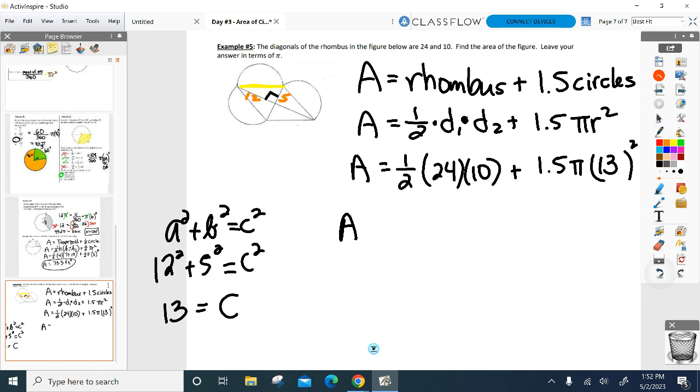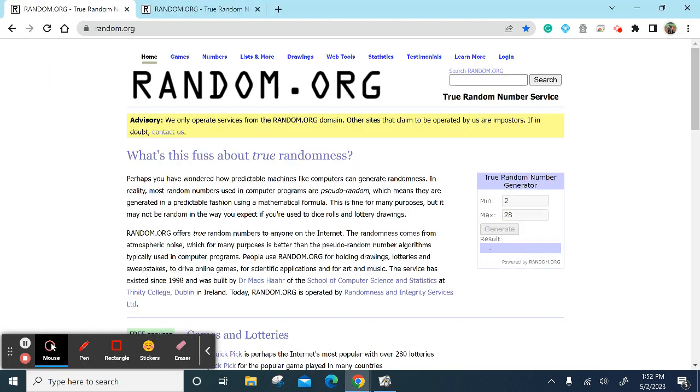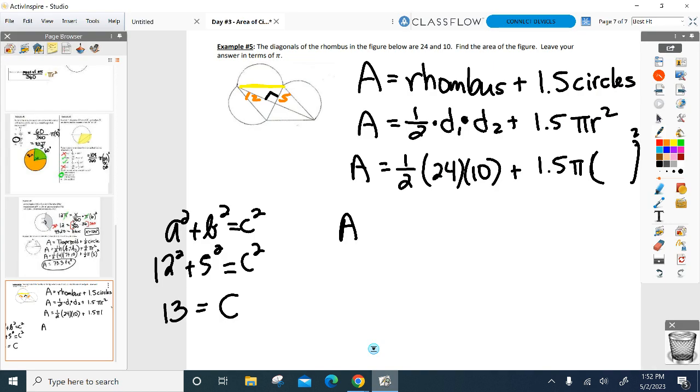I totally put 13 in there, and I didn't need to put 13. It should have been 6.5. So that's coming up here. 6.5. And in all seriousness, now, did anybody notice the directions?